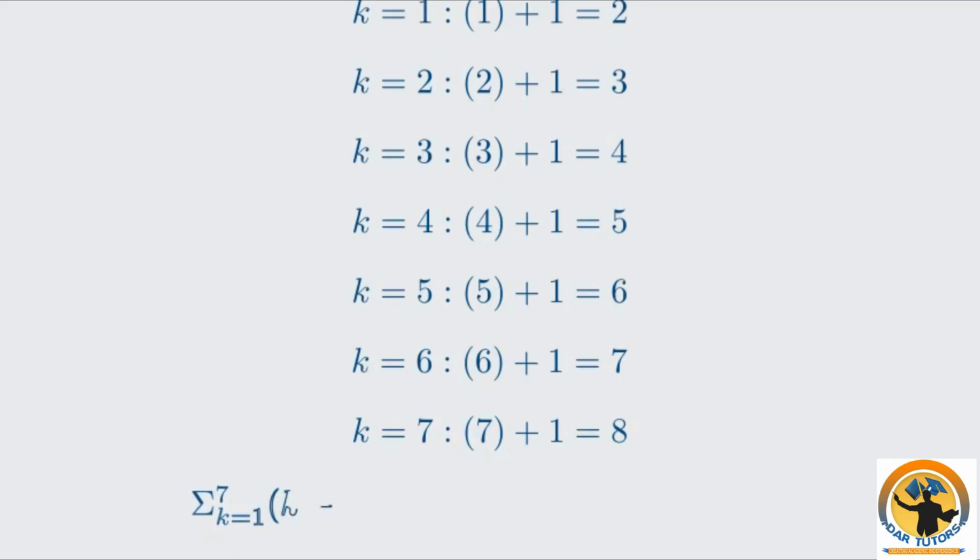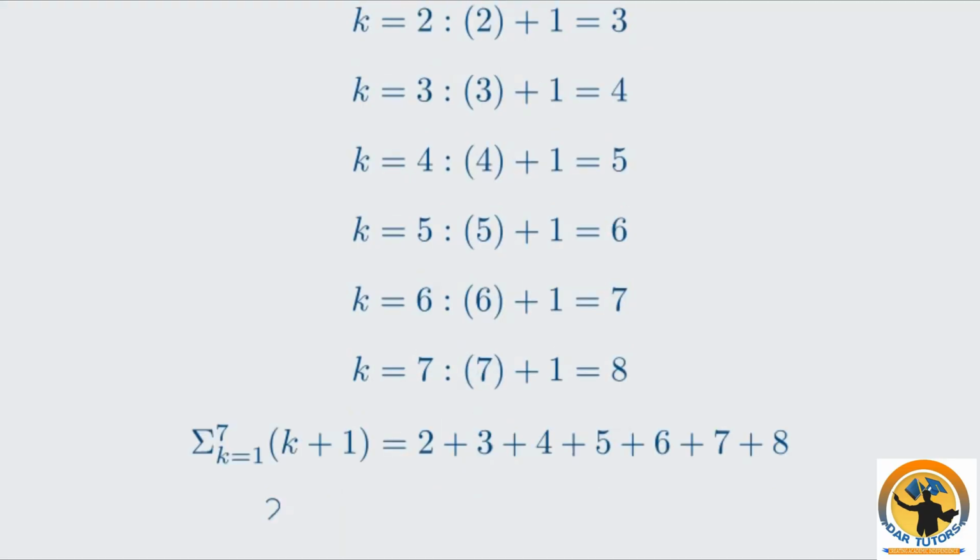So, the expanded series is 2 plus 3 plus 4 plus 5 plus 6 plus 7 plus 8. Now, to evaluate it, we simply add these numbers together. The sum of these terms is 35. So, the value of the series is 35.